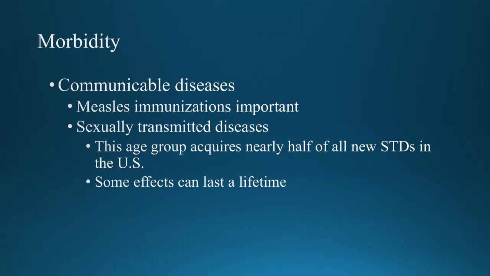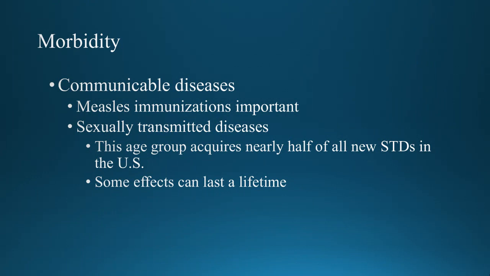Morbidity is being sick. It's disease. And so we look at communicable diseases amongst adolescents and adults. Measles immunizations are very important, as we've mentioned before. There have been upticks in certain areas of the country, and these have mainly been due to the fact that parents are not immunizing their children.